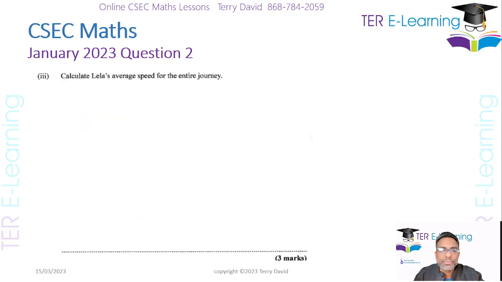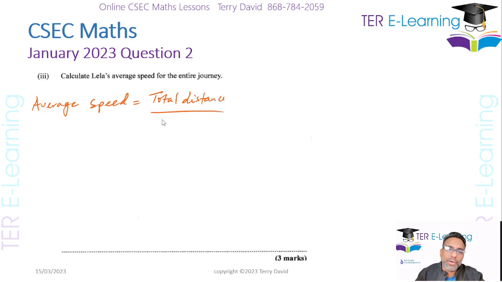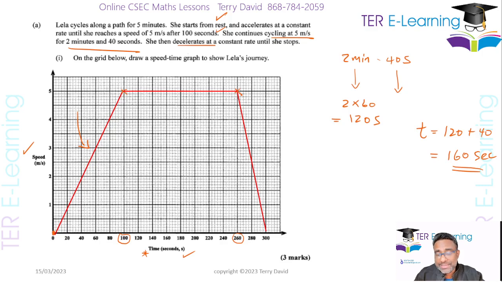So that's part 2. The third part, they want you to calculate an average speed for the entire journey. Now that requires a little more work because average speed, right, is equal to total distance traveled over total time. Now what we do know is that the entire journey took 300 seconds. So we know the total time. But what we need to figure out is the total distance here.